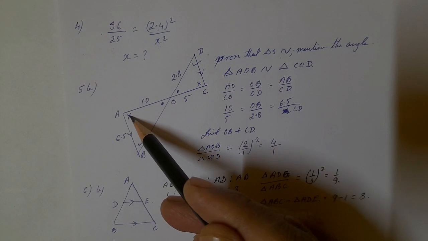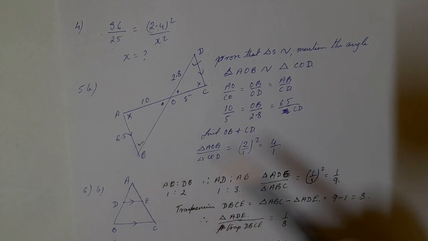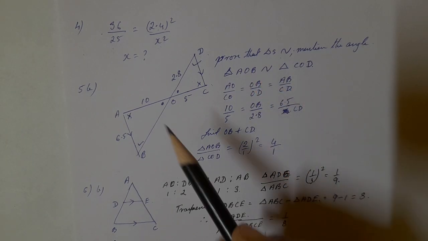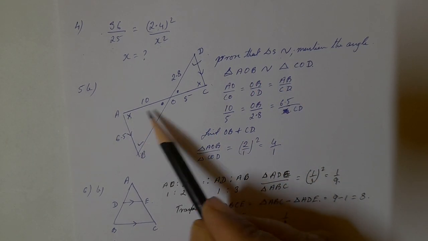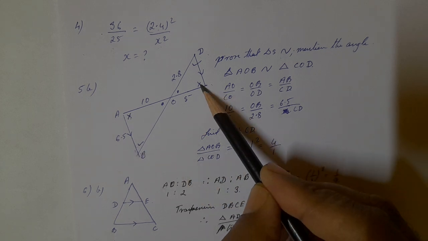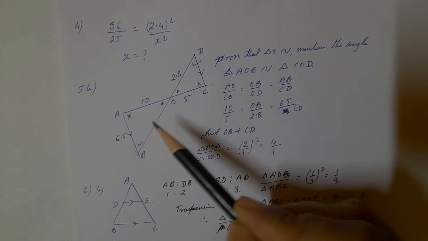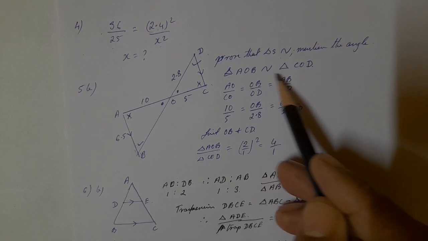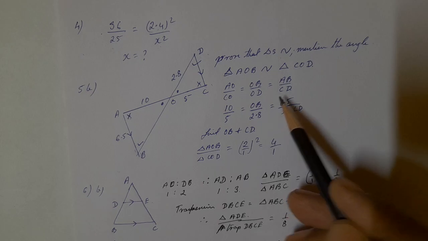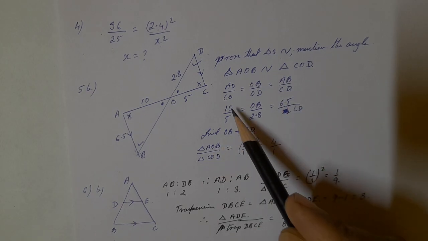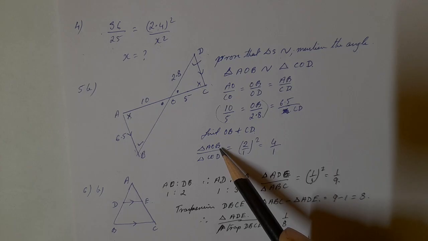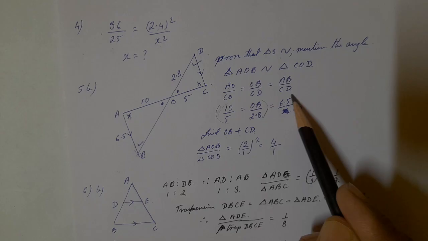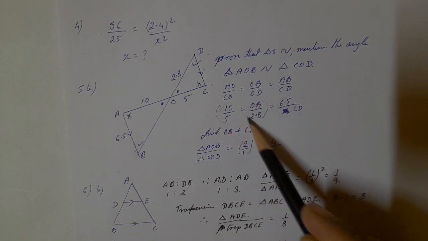This and this is alternate. This and this is alternate. This and this is vertically opposite. Put the thing in order. I think I have put it already in order. AOB, COD. I have put them in order. But before you write the order over here, as I said, you have to prove the angles equal. Then write the ratio, put the values, and then you find OB and CD. Taking this one, you can find OB, and taking this and this one, you can find CD.